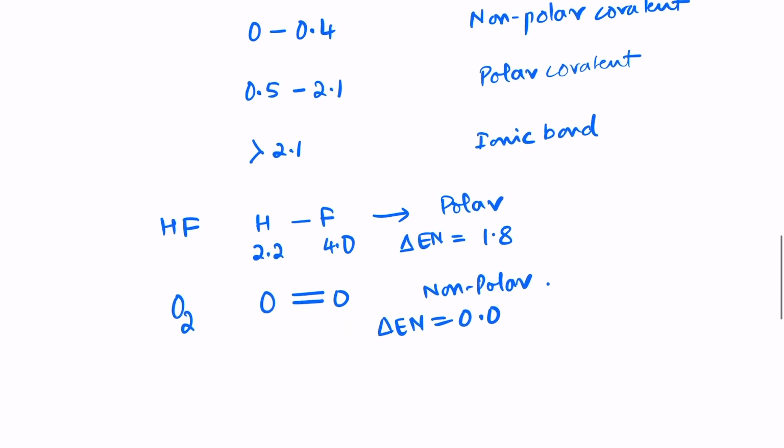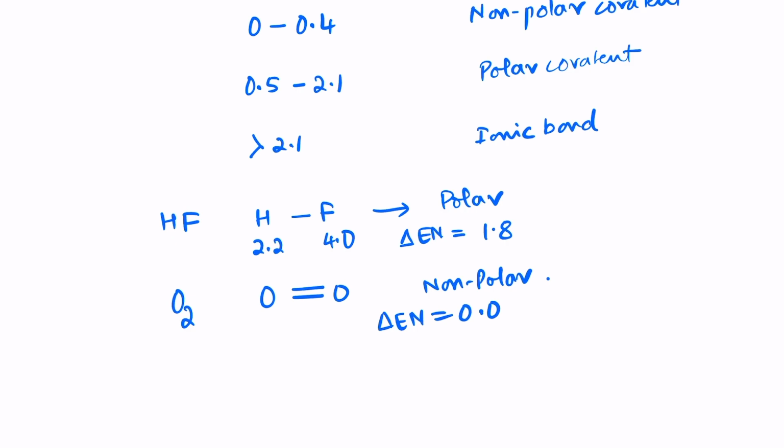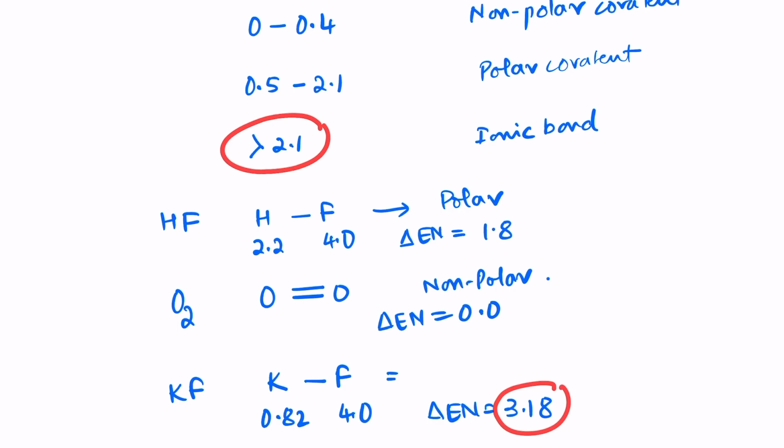And finally, let's take a look at potassium fluoride, KF. The electronegativity of K is 0.82 and the electronegativity of fluorine is 4.0. When you subtract the 2, that is equal to 3.18. Clearly, 3.18 falls under this category. Therefore, this bond is ionic. I hope that made sense.